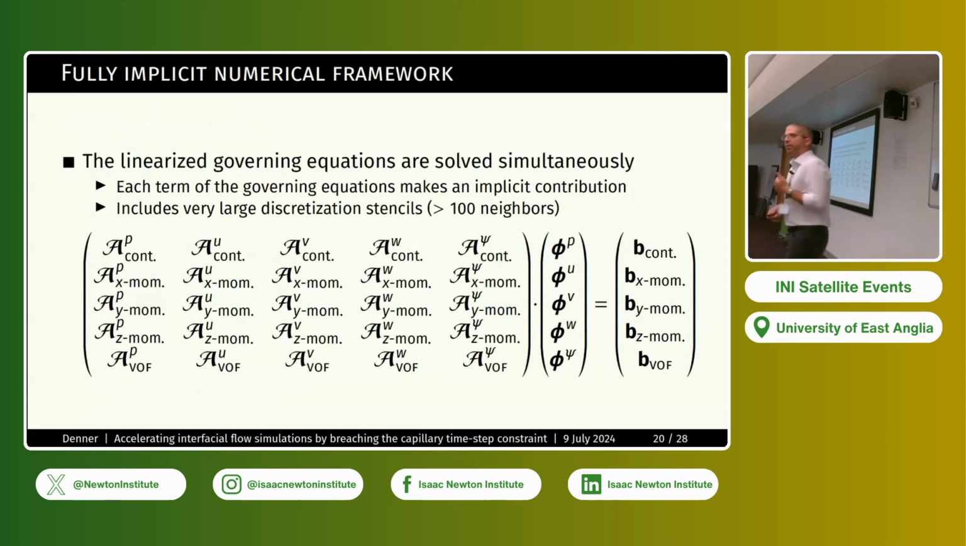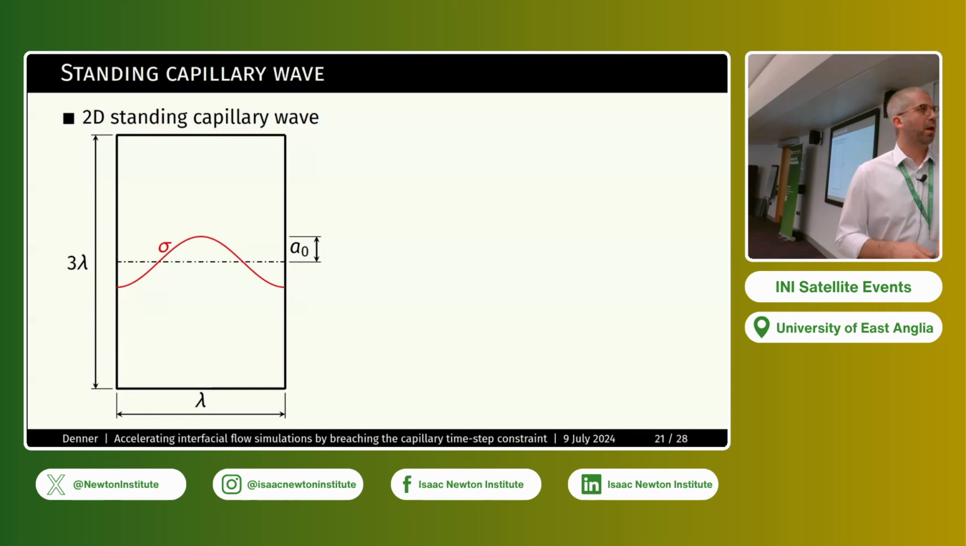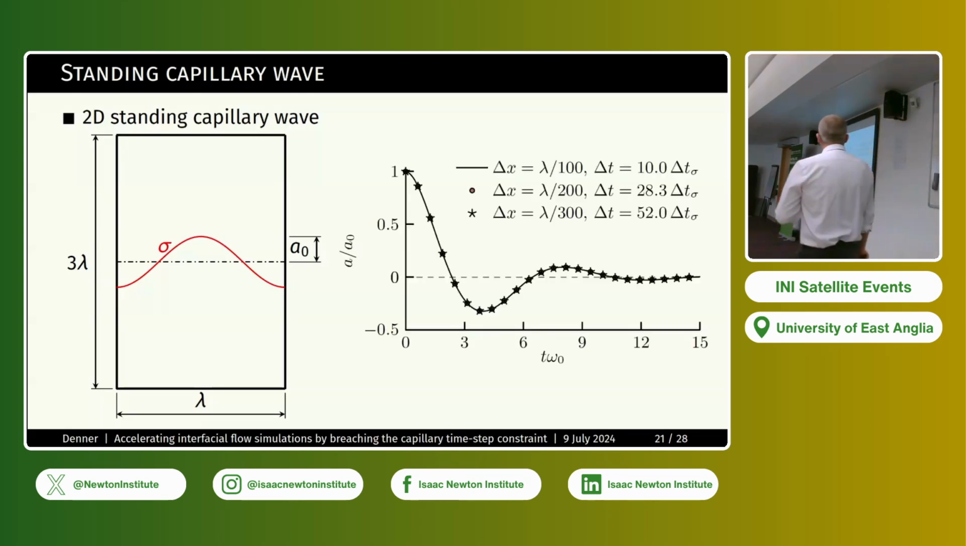Okay, so does it work? A simple test case is a 2D standing wave that you see here. We have 2 fluids at the top and at the bottom and an interface separating them. We initialize that with a sinusoidal wave with a certain amplitude. If this amplitude is small, and the kinematic viscosities of both fluids are equal, we have an analytical solution for how this wave is going to oscillate.